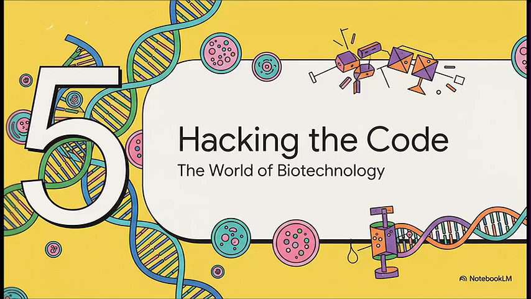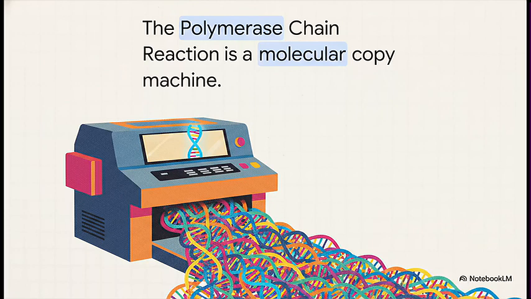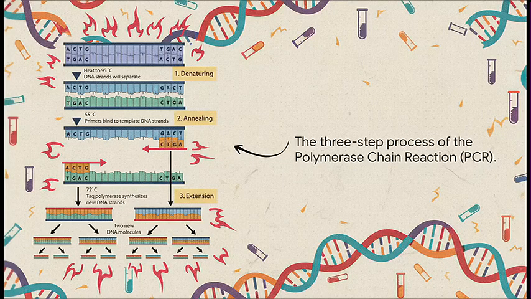So we've seen how the code can change all by itself, but now, let's talk about how we've learned to get in there and mess with the code ourselves. Welcome to the world of biotechnology. So one of the most powerful tools in all of biology, hands down, is PCR, the polymerase chain reaction. Honestly, the easiest way to think about it is as a molecular Xerox machine. It lets scientists take one tiny microscopic piece of DNA and make billions of copies of it in just a couple of hours. This diagram gives you the 30,000-foot view.